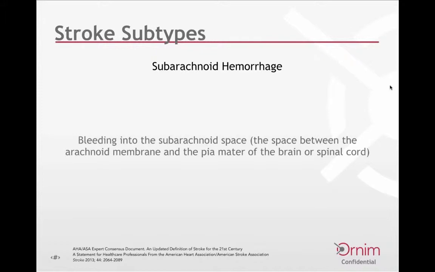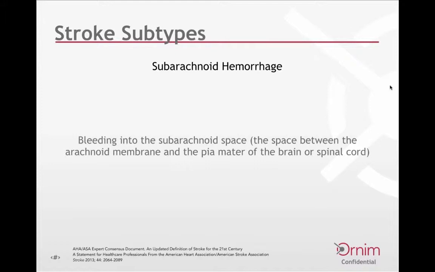Let's distinguish this from subarachnoid hemorrhage. This is the syndrome in which there is bleeding into the subarachnoid space. Now, the subarachnoid space is the space between the arachnoid membrane and the pia mater of the brain or spinal cord. And if you go back to the basics, the pia mater is the part of the meninges that is most intimately invested against the brain and spinal cord structures. And there's a gap between the pia mater and the arachnoid membrane. And largely, this gap is traversed by arterioles and the arteries of the brain.